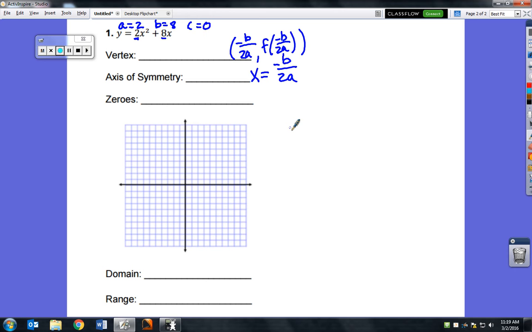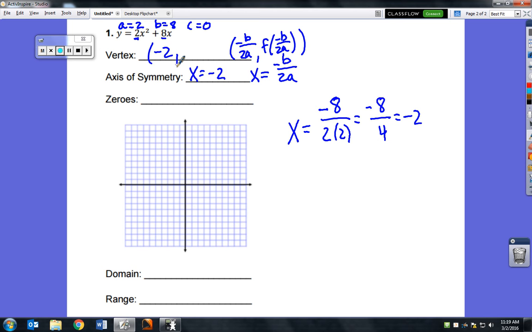So I'm going to come over here so I can work on this. What I'm saying is that my axis of symmetry is going to be x equals negative b, which our b is 8, over 2 times a. Our a is 2, so 2 times 2. This is the same thing as negative 8 over 4. Remember that fractions are really a division problem. So negative 8 divided by 4 is really negative 2. So my axis of symmetry is x equals negative 2.